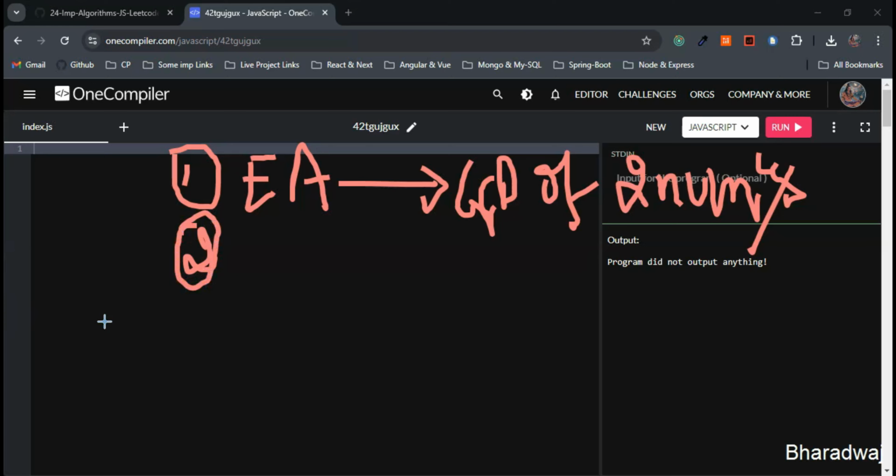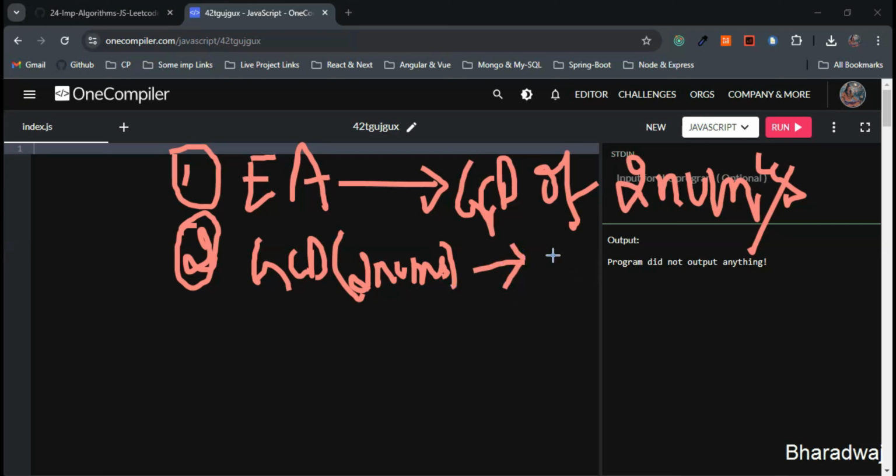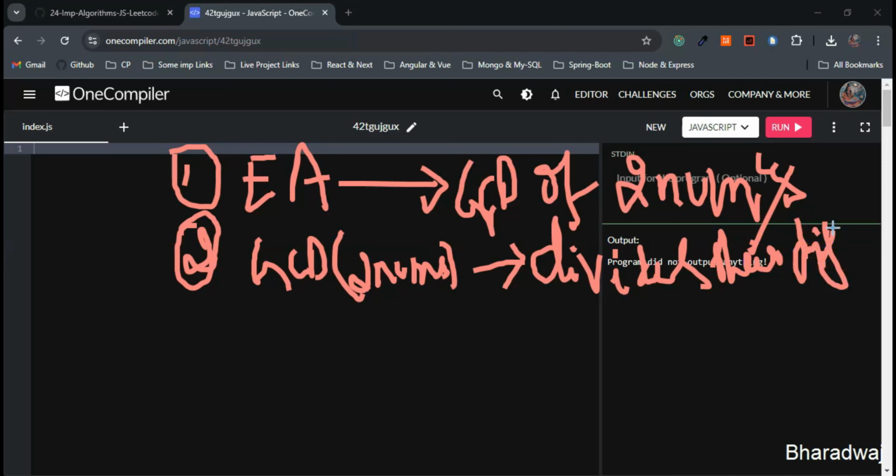Next, it is based on the principle that the GCD of two numbers also divides their difference. This is an important thing, so just keep this in mind: the GCD of the two numbers also divides their difference. That is the principle of the Euclidean algorithm.